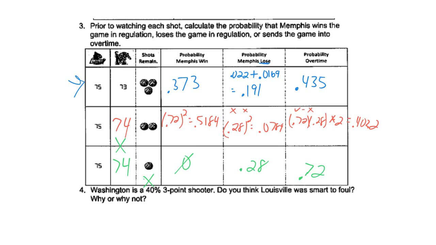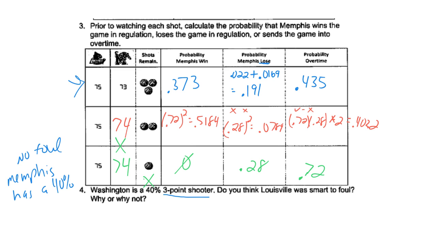Okay, so let's look at what we've got here with this second set of information. That Darius Washington was a 40% three-point shooter. So do you think Louisville was smart to foul? Okay. So we've got a couple of options that could happen here, right? If they did not foul, so I'm going to come over here on the side, no foul for Louisville. If they had no foul, then Memphis has a 40% chance of winning because he's a 40% three-point shooter. So there's a 40% chance that he's going to make that shot if they don't foul him.